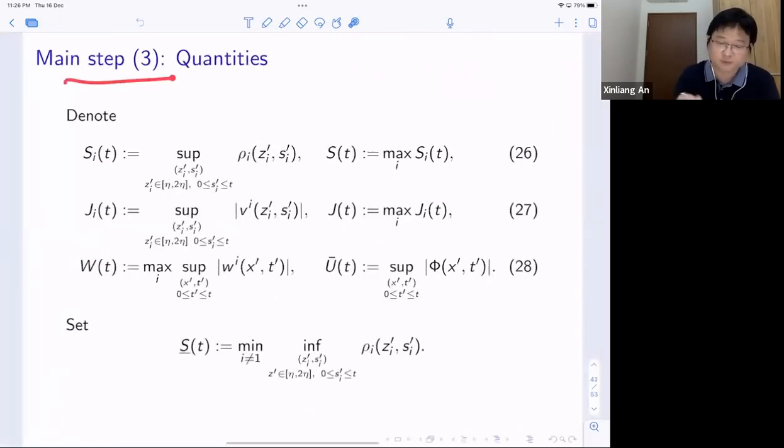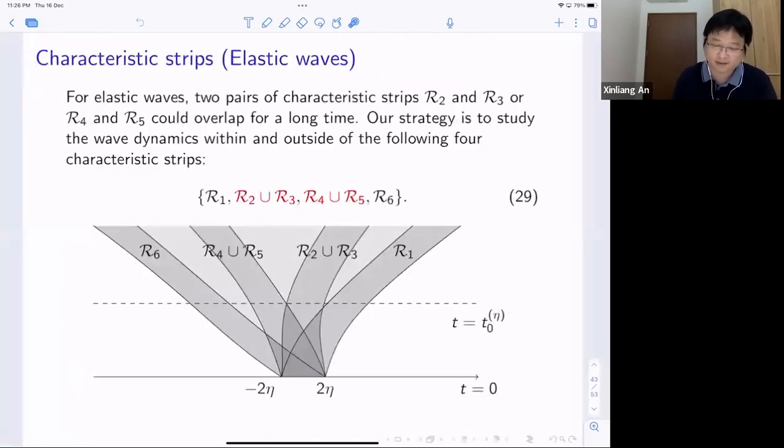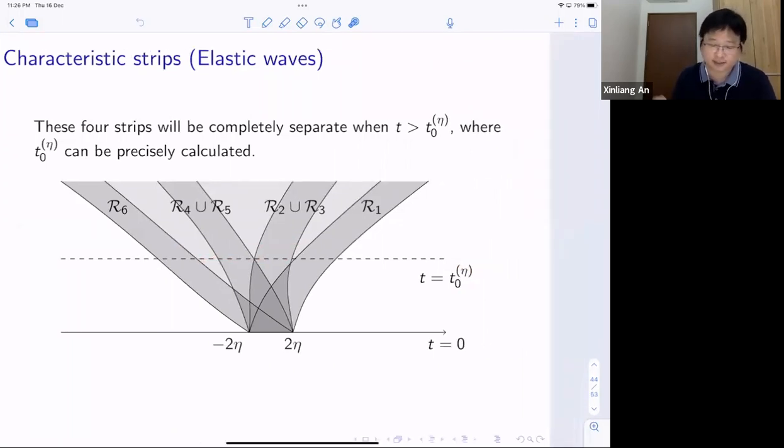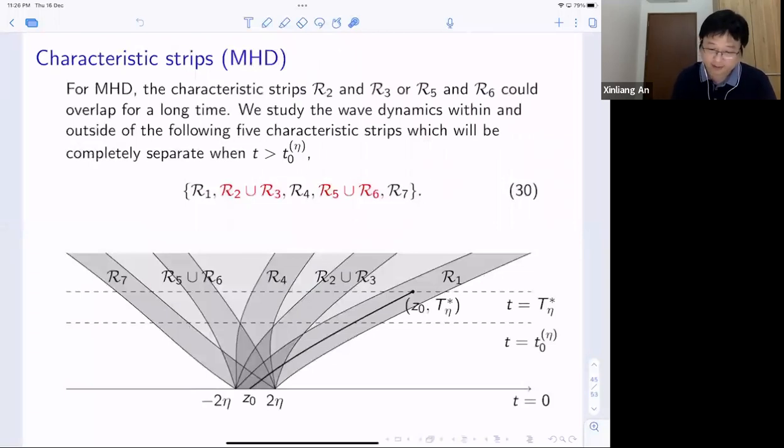And then we do the bootstrap of certain physical quantities. We named a few, and we want to do the analysis within the strip and outside the strip. The way we do it is, there will be some moment before which all the waves are coupled together, and after that moment these waves can be quite separated. We need to do the analysis before and after this moment separately. For the MHD, this will be the critical strips, and we want to show that a shock forms within R1.